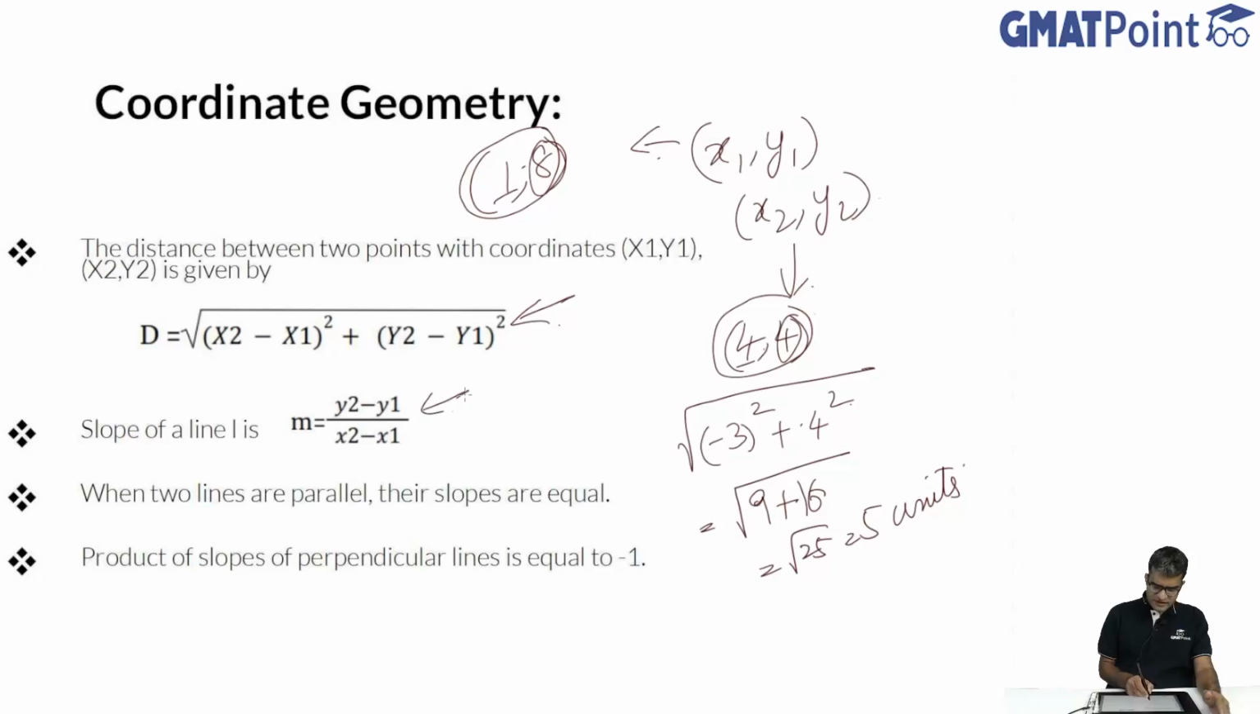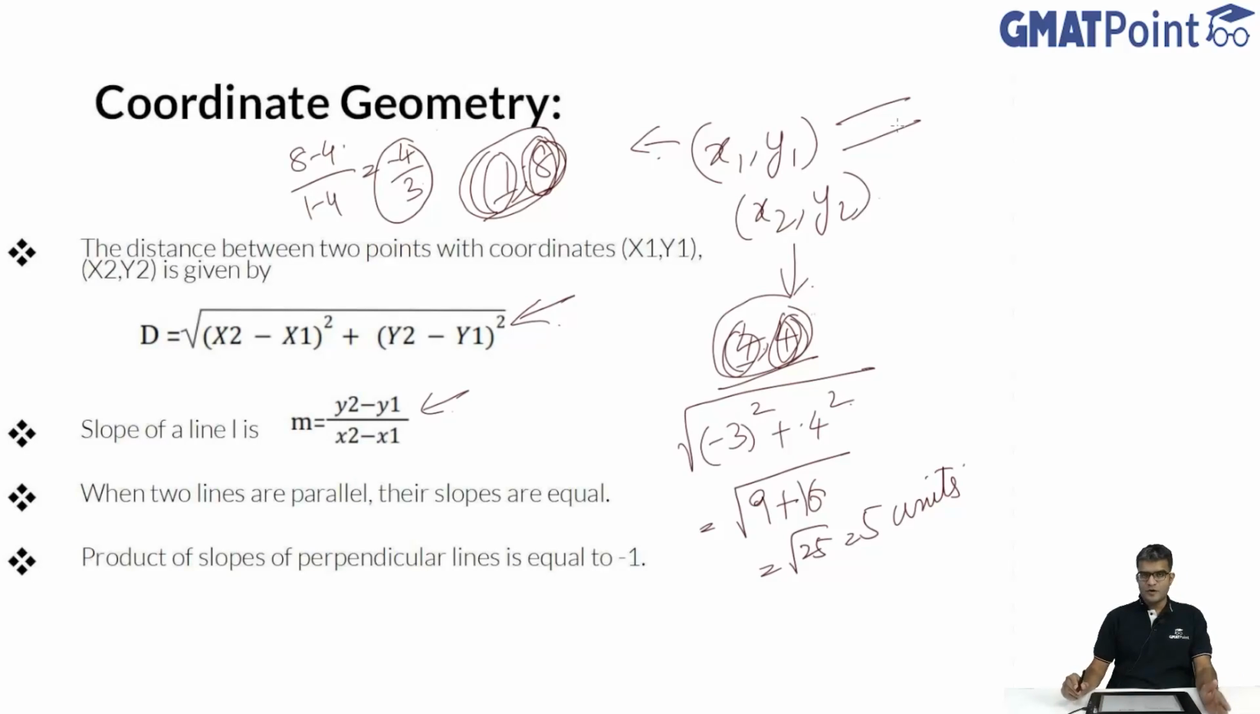What is the slope of the line? If you are given 2 points, the slope of the line is y2 minus y1 divided by x2 minus x1. In this particular case, if you are given 1, 8 and 4, 4, the slope of this line is 8 minus 4 divided by 1 minus 4, which is equal to minus 4 by 3. This is the slope of this line. And if you are given 2 lines, if the slopes of both the lines are the same, then those lines are parallel.